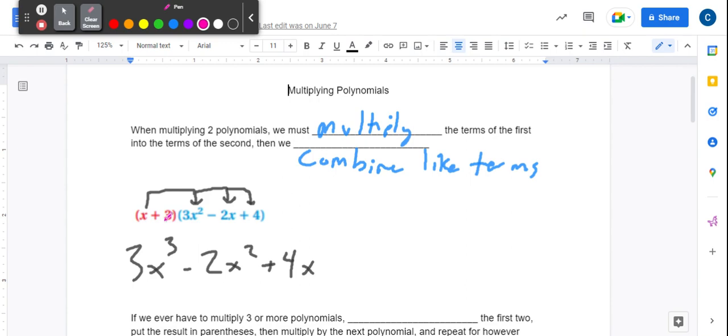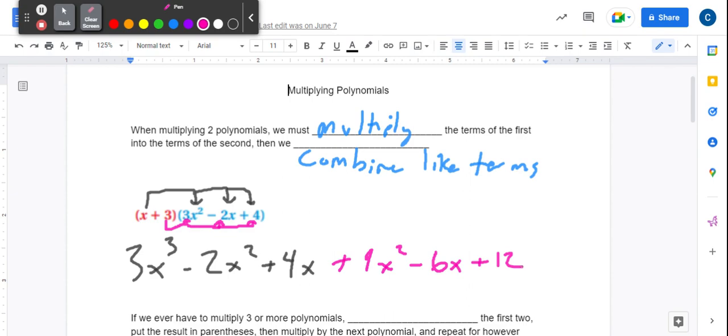Then we got to multiply the 3 and distribute it through the 3x squared, the negative 2x, and the 4. Okay, so 3 times the 3x squared is going to be positive 9x squared. 3 times negative 2x is going to be negative 6x. And 3 times 4 is 12.